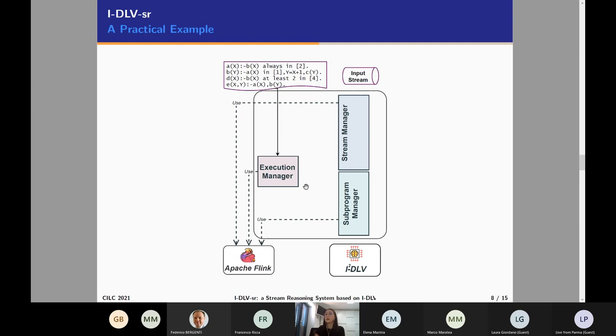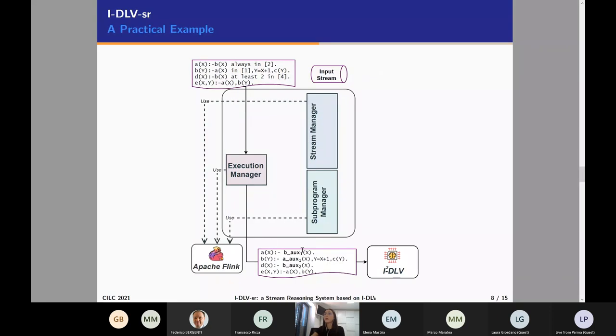In particular, as a first operation, it rewrites the input program into a standard ASP one by replacing all the streaming atoms that are not equivalent with the standard ASP ones, and storing this replacement in a special mapping. Then the execution manager analyzes the program and finds all the dependencies among the rules that are caused by streaming literals, in order to find the subprograms that can be separately processed.